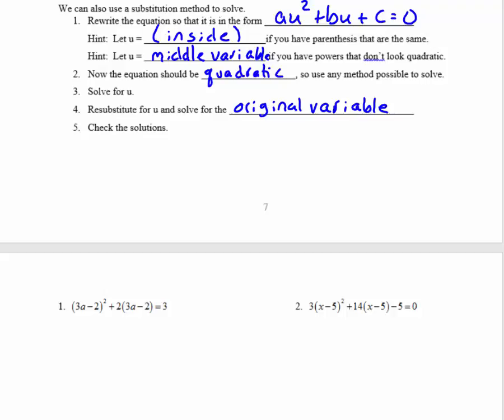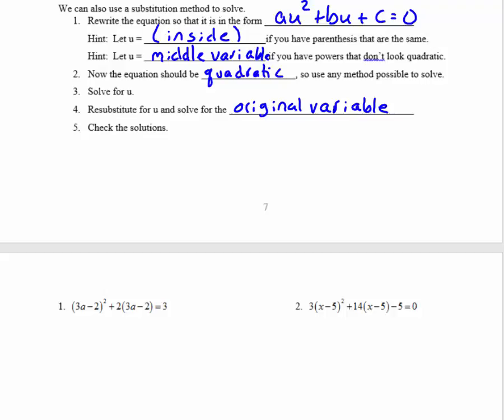Well, there's only two possibilities in 116 that we're going to need to use the u. The first hint is if you have parentheses, you let u equal what's inside the parentheses. If you have a crazy variable with crazy powers, you're going to let u equal the middle variable. And if you have powers that don't look quadratic, once you let u equal the middle variable and square both sides, you hopefully will get au squared plus bu plus c equaling 0. Therefore, you'll have a quadratic equation. So you'll solve, but you're going to be solving for u at that point.